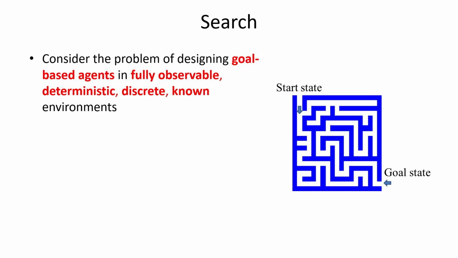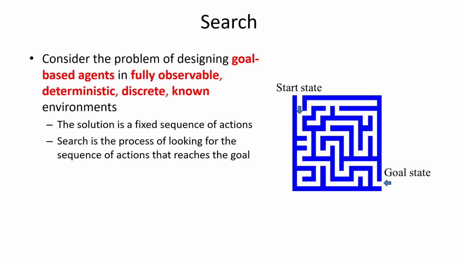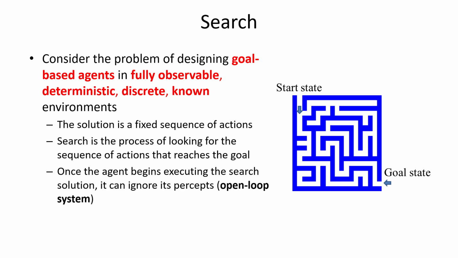Once the agent begins executing the solution, it no longer needs to monitor new percepts. This is called an open loop system. The maze on the right illustrates this idea. The agent starts at the designated start state and must navigate the pathways to finally reach the goal state using an effective sequence of actions. This forms the foundation of classical search strategies in artificial intelligence.